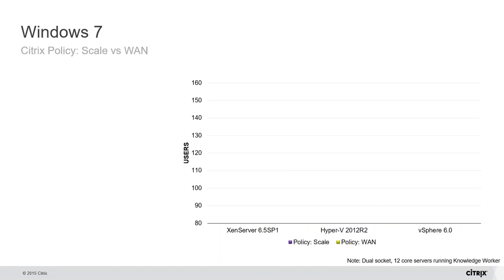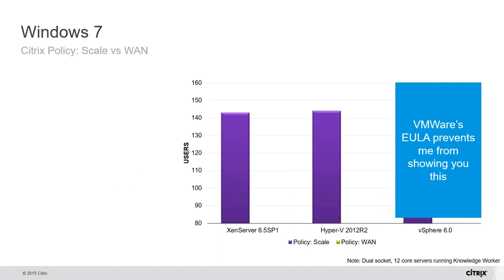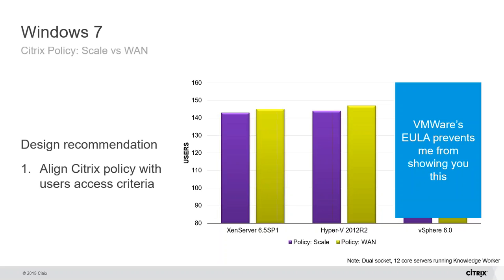So now let's take the scale policy and compare it to the Citrix WAN policy. Again, we wouldn't expect to see a major difference here. These two policies are doing very similar things from a CPU perspective on our server, but the difference is that when you do the WAN policy, it's going to end up sending less data across that link.